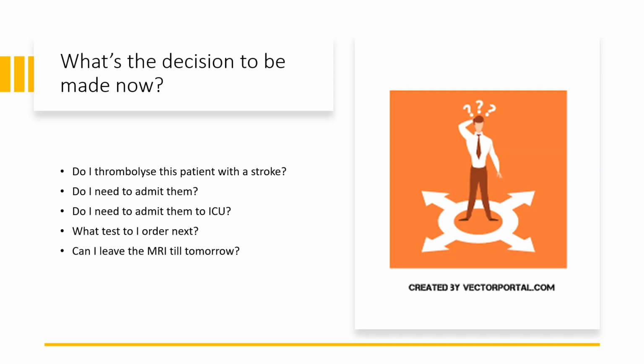Now, the most important guide to a good formulation is to ask yourself, what is the decision to be made now? Is it, do I thrombolyse this patient with a stroke? And if that's the question, the fact they don't have any contraindications would be really useful to include in the summary. If it's, do I need to admit them? Well, then the information they're homeless would be worth including. If the question is whether to leave the MRI until tomorrow, then the time course of their deteriorating symptoms, let's say slow onset back pain over a week, might be the priority information. What the decision is determines a lot what the important information is.